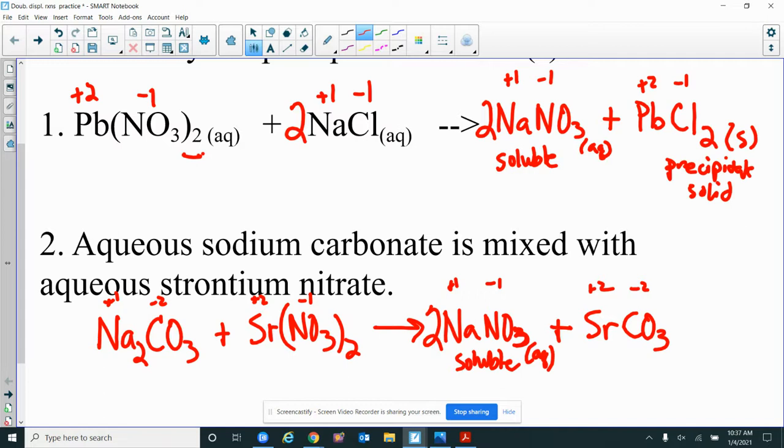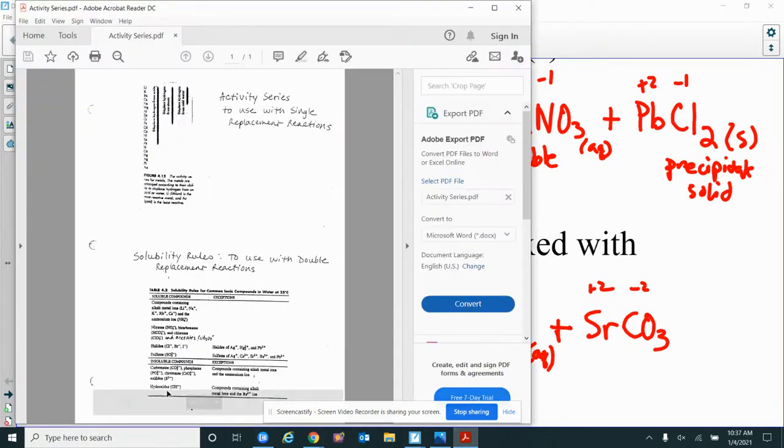But continuing with the chart, let's see if strontium carbonate is insoluble. So looking at the chart, I'm down to sulfates. Sulfates are always soluble unless they're with silver, calcium, strontium, barium, and lead. So lead sulfate, barium sulfate, strontium sulfate, calcium sulfate, and silver sulfate are all insoluble. Those are precipitates. Other sulfates are soluble. That's the top part of the chart.